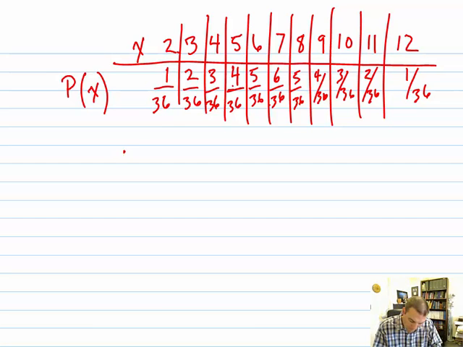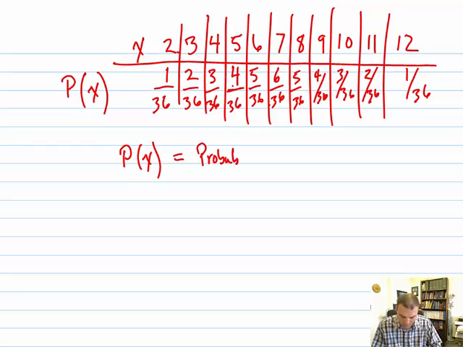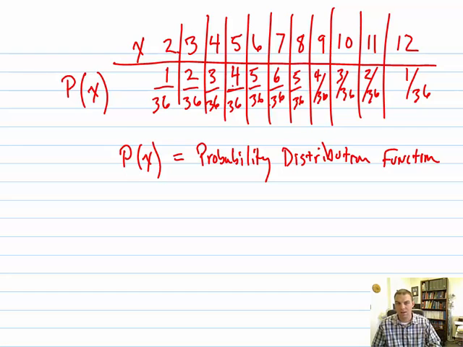And we have a name for p of x, and we call this the probability distribution function. So this is our probability distribution function, and it describes how the probability is distributed over the different values that the variable x can take on. So that's pretty straightforward, and that's one way that we handle this particular situation.